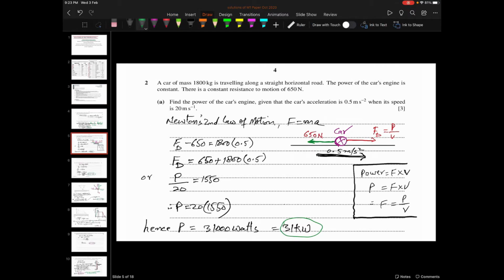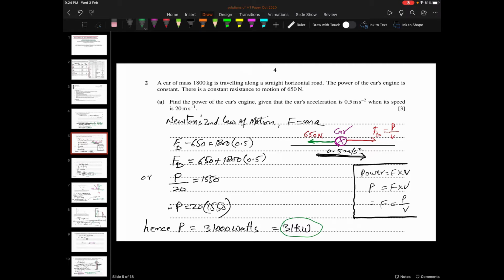Question number 2. A car of mass 800 kg is traveling along a straight horizontal road. The power of the car engine is constant. There is a constant resistance to motion of 650 Newton. A part: Find the power of the car engine, given that the car's acceleration is 0.5 meter per second square when its speed is 20 meter per second.